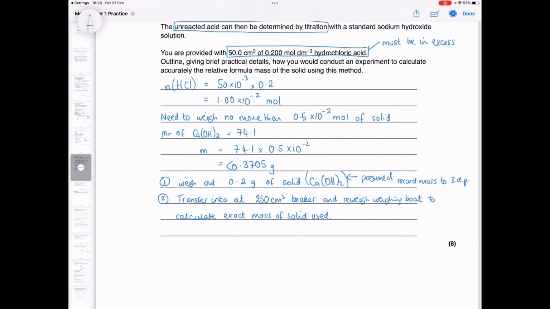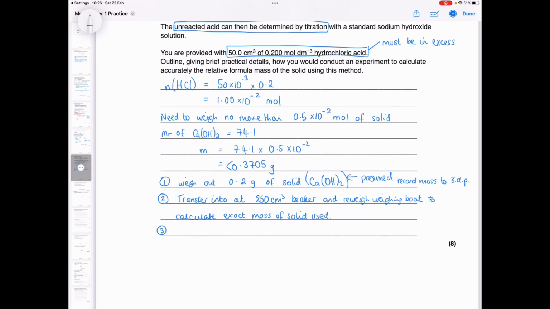So first of all, we're going to weigh out accurately approximately 0.2 grams of solid, which is presumed to be calcium hydroxide, and record the mass to 3 decimal places. We'll transfer the solid into a 250 centimetre cubed beaker and reweigh the weighing boat to calculate the exact mass of solid used.